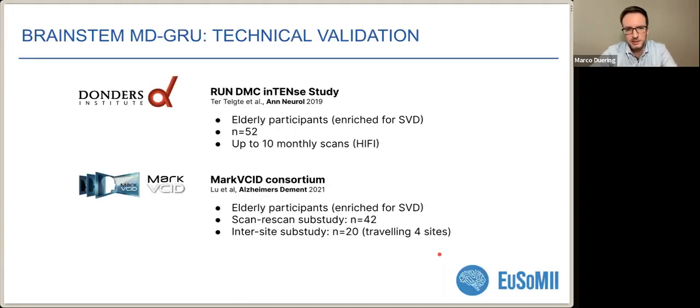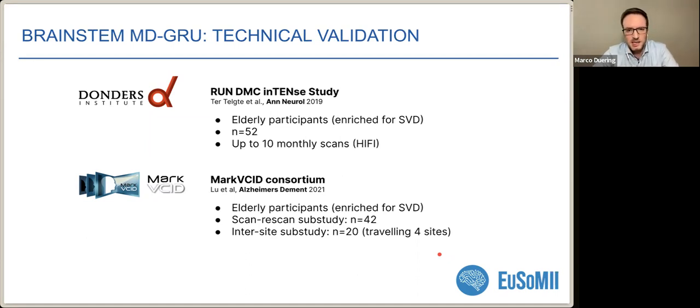Here we used two data sets. One was acquired in Nijmegen at the Donders Institute, the so-called Run-DMC Intense study. This comprised elderly participants. They were enriched for small vessel disease, but they are very representative for an elderly study population. So for example, for a typical study in neurodegenerative patients. And that's 50 participants that were scanned monthly for up to 10 scans. So we call this high frequency serial imaging, and that allows us to do some nice things that I will show you in a minute.